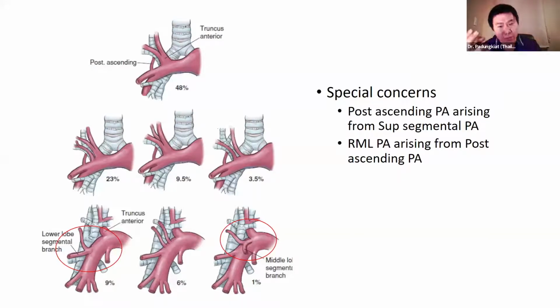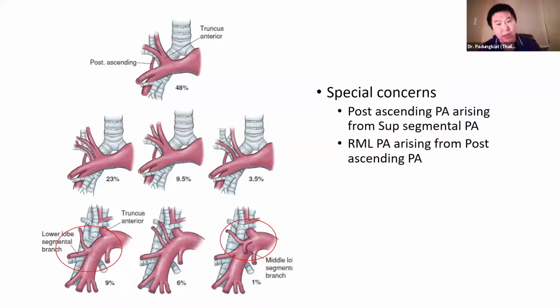But most importantly, the anatomical variation you have to bear in mind is the posterior ascending artery arising from the superior segmental artery. So if you do a right lower lobectomy right here on the circle, you have to make sure you see the posterior ascending artery before you cut that. Otherwise, you end up doing the posterior segmentectomy of the right lower lobe.